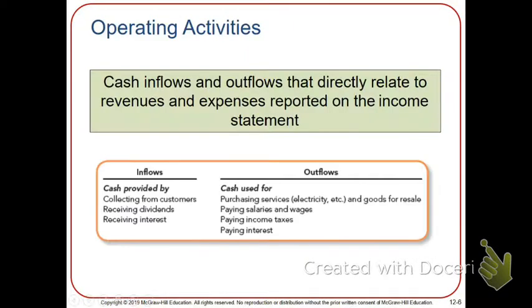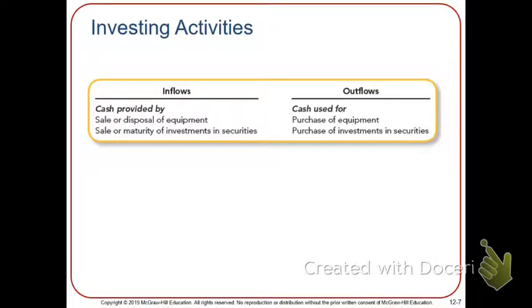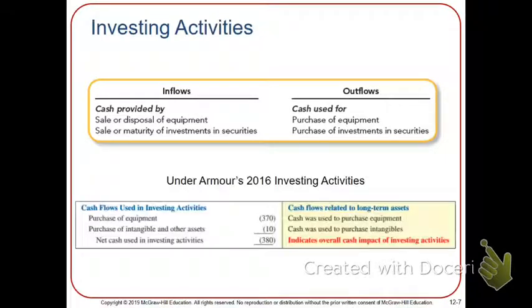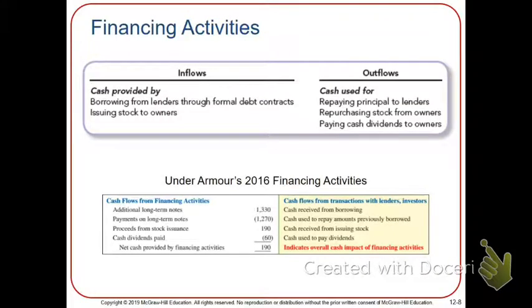So operating activities, we talked about this again. There are basically things that are going to provide cash by collecting from customers, purchasing goods and services, salary and wages, income taxes, things that are normal day-to-day activities. Investing activities, like I said before, we talked about purchasing things. Down here, it shows you how it came up with the 380, purchasing equipment and purchasing intangibles. And then financing, borrowing money.